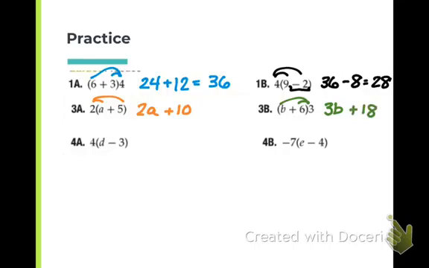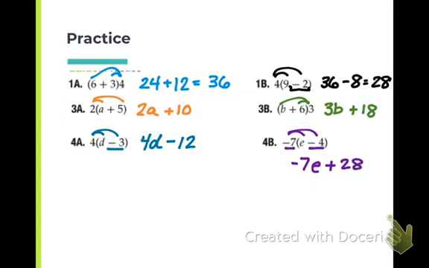Hopping down to 4a, distribute that 4. I've got 4 times d, which is 4d. I have 4 times negative 3, which is negative 12. And finally, for 4b. So I've got a negative 7 being distributed here. So distribute. Negative 7 times e is negative 7e. Negative 7 times negative 4 is positive 28. So make sure you have that plus sign there.